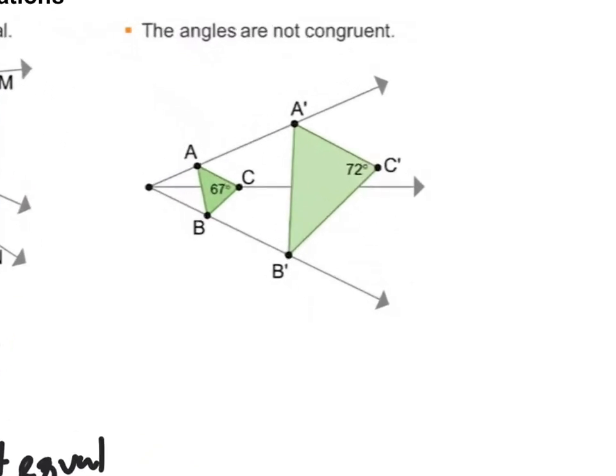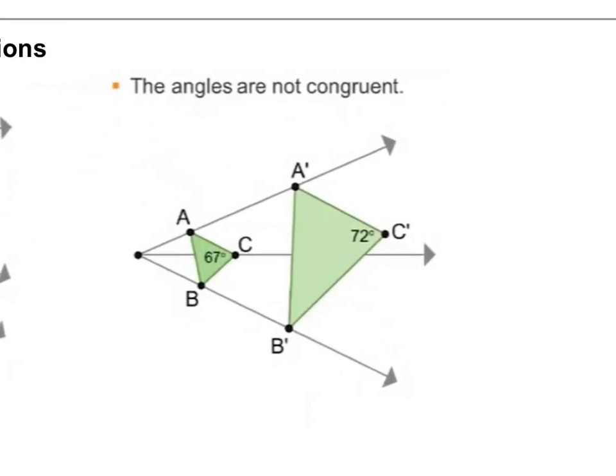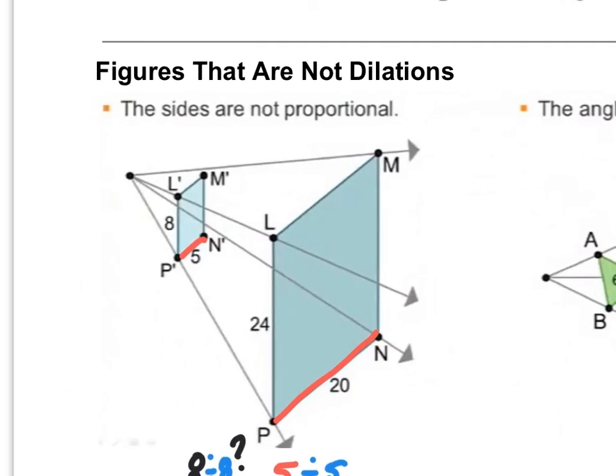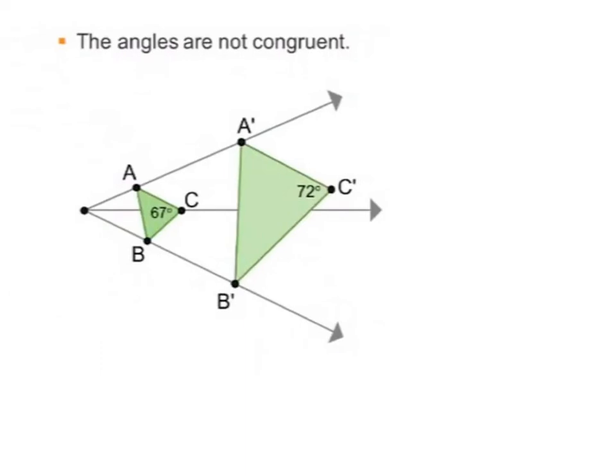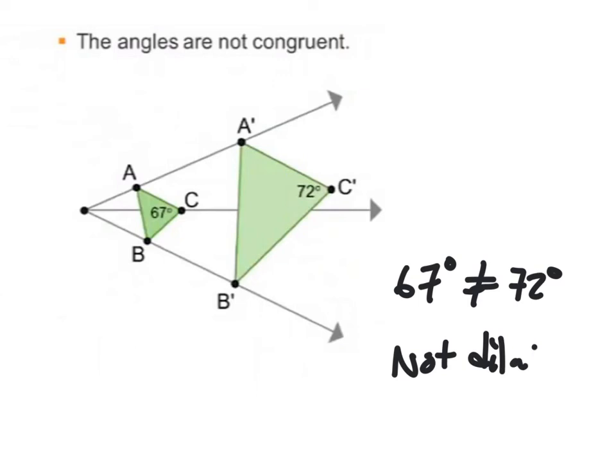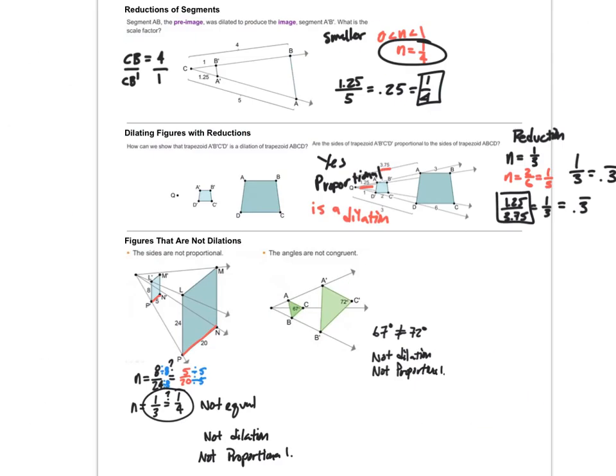Same thing over here. Let's look at this and ask, are these two also proportional? Notice how C and C prime are not on the same line from the center of dilation. And notice that the angles are not congruent. Remember that proportional figures, or dilations, preserve angle measures. So 67 degrees is not equal to 72 degrees, so they are not dilations. That means they're not proportional. Okay, so that's kind of what we're dealing with here.